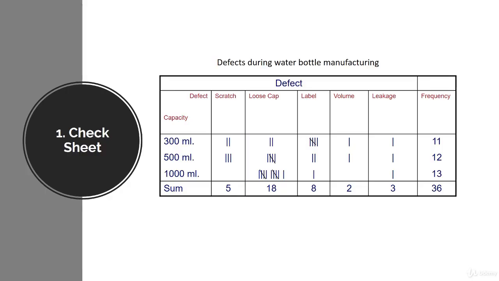And why is this inspector doing that? Because the inspector is interested in trends. What are the trends here? Which problems do we have, which is the more prominent problem? For that purpose, the inspector is making this check sheet.